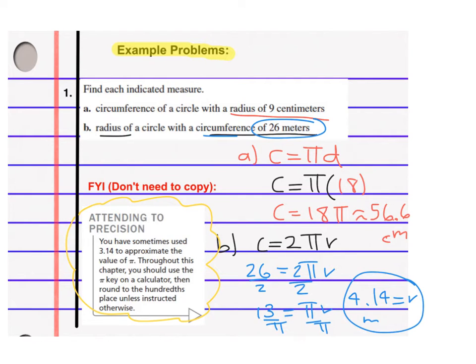Hundredths place would be 2 decimals. That means you're looking at the 3rd decimal place to round the 2nd one. And you can always contact me with any questions on the rounding as well.